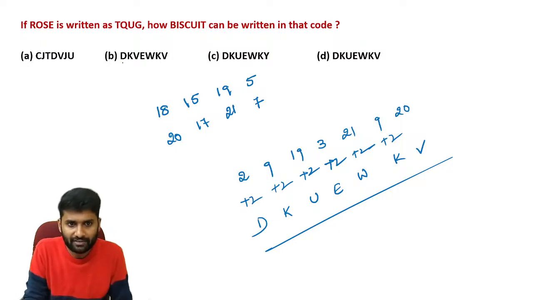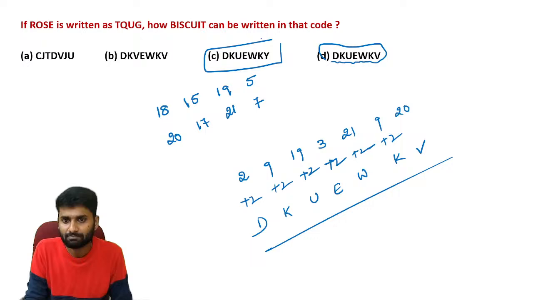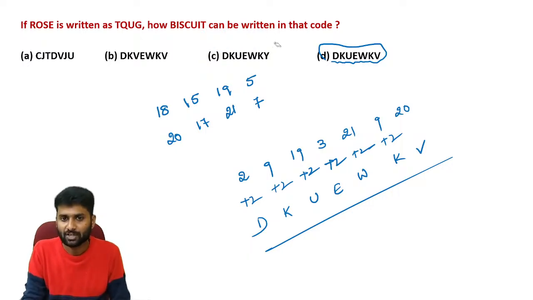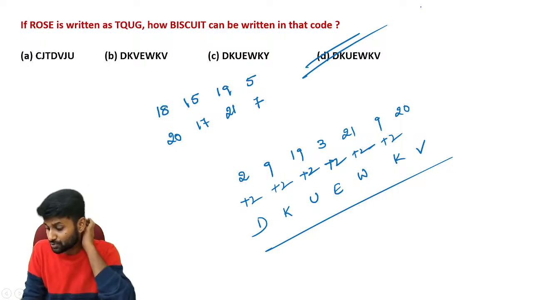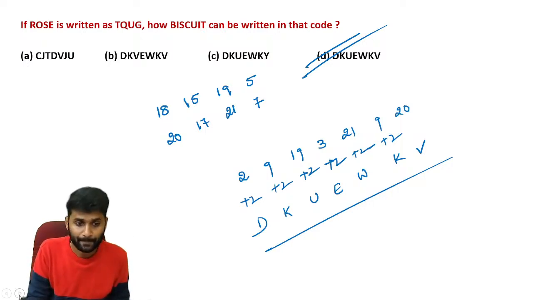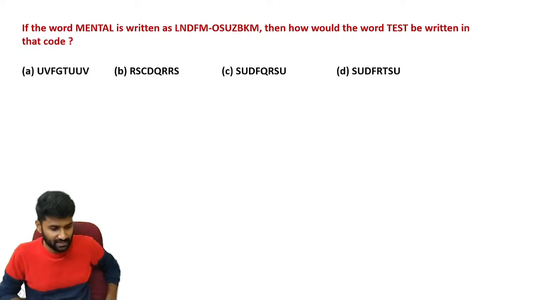So after K you require B, guys. D K U E. D K U E W K B. Guys, observe the difference between option number C and D. See option number C and D, there is only the last element that is different. That's why you have to choose D irrespective of C. Next. Try this one.